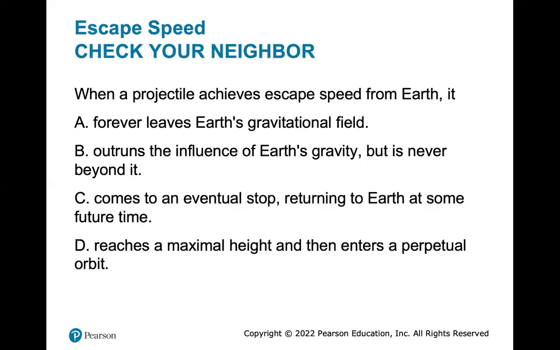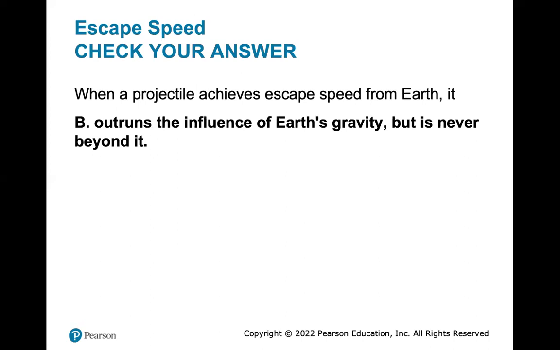Okay, when a projectile achieves escape speed from the Earth, it: A, forever leaves Earth's gravitational field; B, outruns the influence of Earth's gravity but is never beyond it; C, comes to an eventual stop, returning to Earth at some future time; D, reaches a maximal height and then enters a perpetual orbit. Well, if you look, it says escape speed. And so with escape speed, we know it doesn't forever leave the Earth's gravitational field. It weakens, but it outruns the influence of Earth's gravity, but it's never beyond it. Okay, B: outruns the influence of Earth's gravity, but it's never beyond the influence of Earth's gravity.